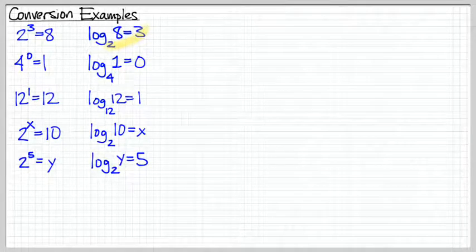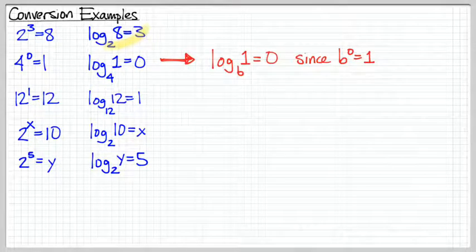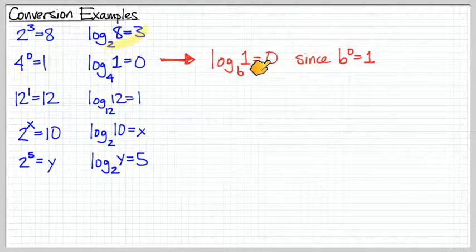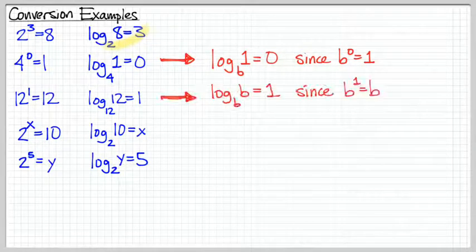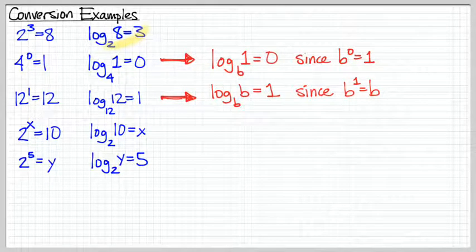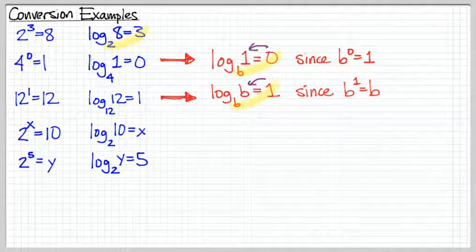Now you notice here's some special ones here. 4 to the 0 power is equal to 1. We know that. So we have log base 4 of 1 is equal to 0. And that's true in all cases. For whatever base we have, the log base b of 1 is always going to be equal to 0. We also have another kind of identity, that the log to the base b of b itself is 1, because b to the first power is equal to b. We have b to the 0 power is equal to 1.